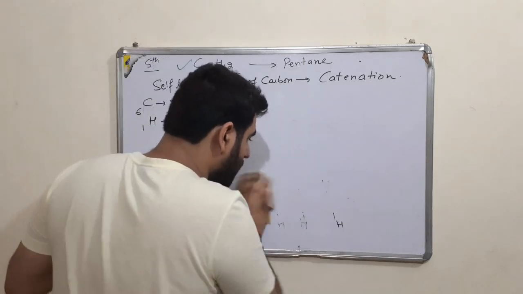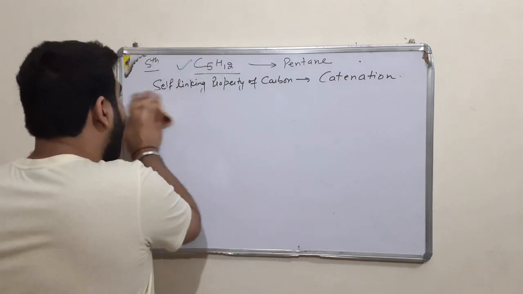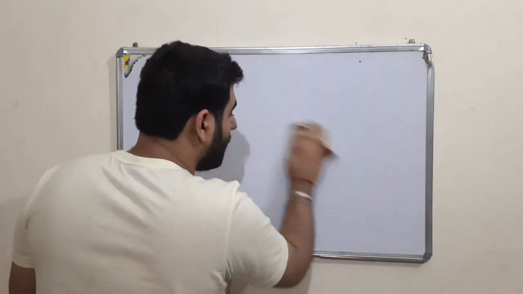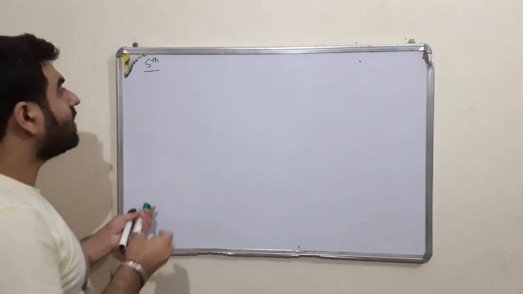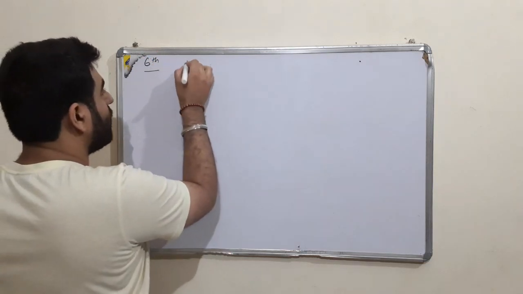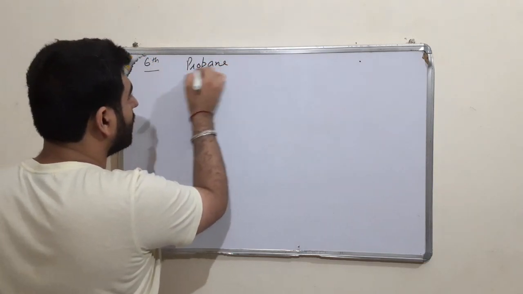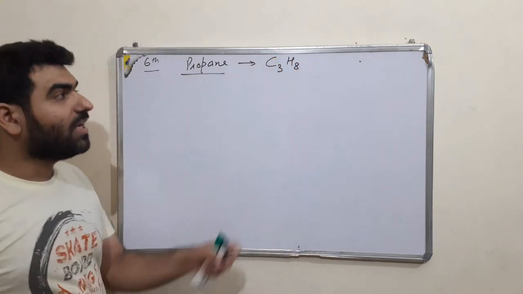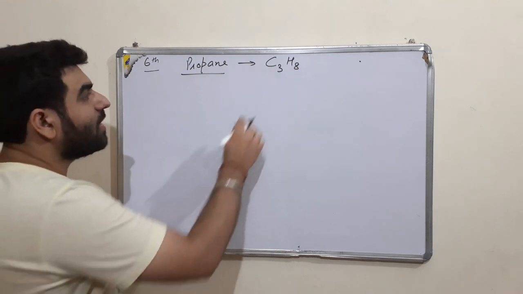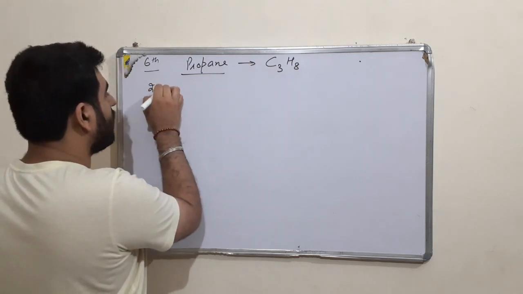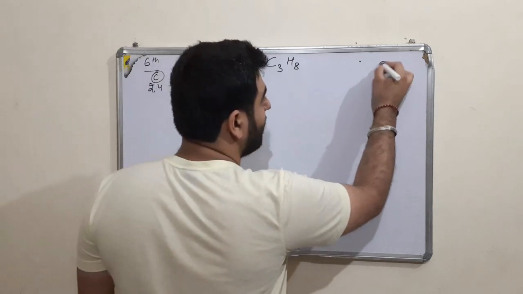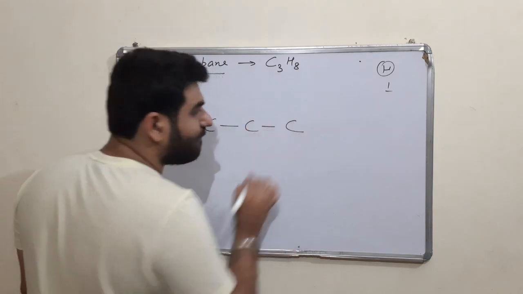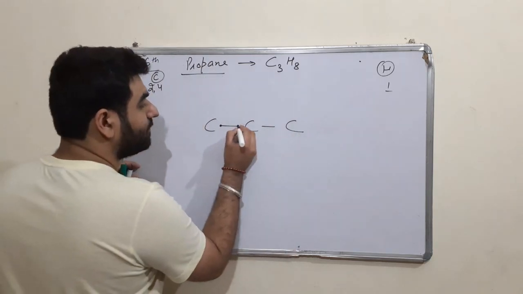Let us now take one more structure, which is the 6th, propane. Propane is C3H8. So 3 carbon is having electronic configuration 2, 4. Hydrogen is having electronic configuration 1. So the 3 carbons, each of them will be self-linked like this with the electron like this.